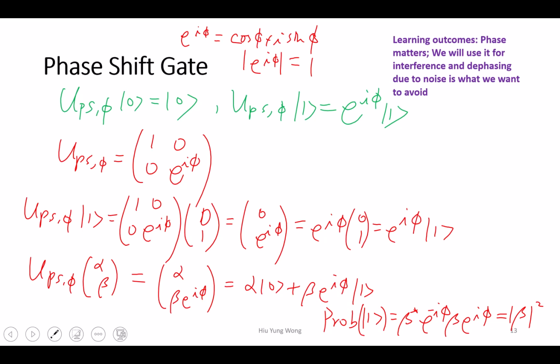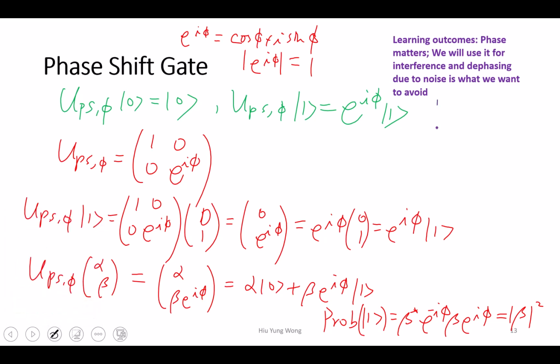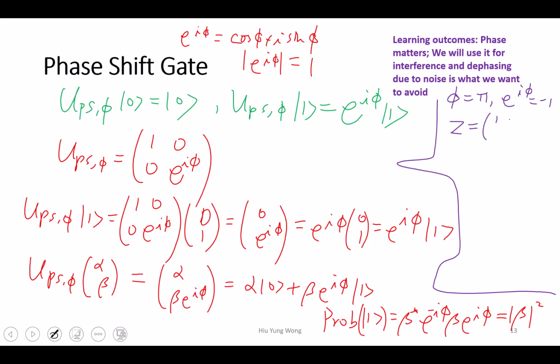Originally, I didn't want to talk about that, but now since some of you went to that seminar, we can summarize some useful gates. When phi equals pi, then e to the power i phi equals -1, right? Because when it is pi, cosine pi is -1, sine pi is 0. So this becomes a Z gate, the Pauli gate, which is very important.